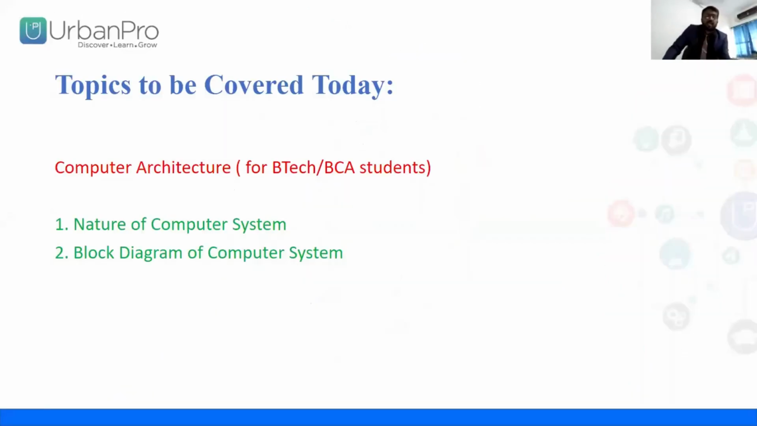So today I'm here to teach you computer architecture. I'm going to explain the nature of computer and the block structure of a computer system. In the nature of computer, I'm going to explain the difference between the human brain and the central processing unit. Before that, I'd like to say one thing: imagination is more important than knowledge. So let's start the class. Nature of computer system.